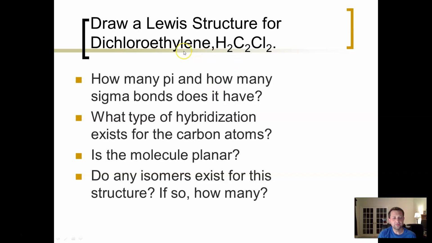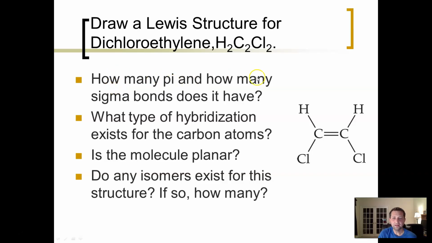Okay, so one of the last things on that note sheet, I think, says draw a Lewis structure for dichloroethylene, H2C2Cl2, and answer these questions about it. So I have it on the next slide, I think, or here it is. So this is dichloro, 2 chlorines, ethylene. All right, this is one valid Lewis structure. There are a few more that I'll look at in a minute there. But let's just focus on this one. I think this is the one that's on your note sheet.